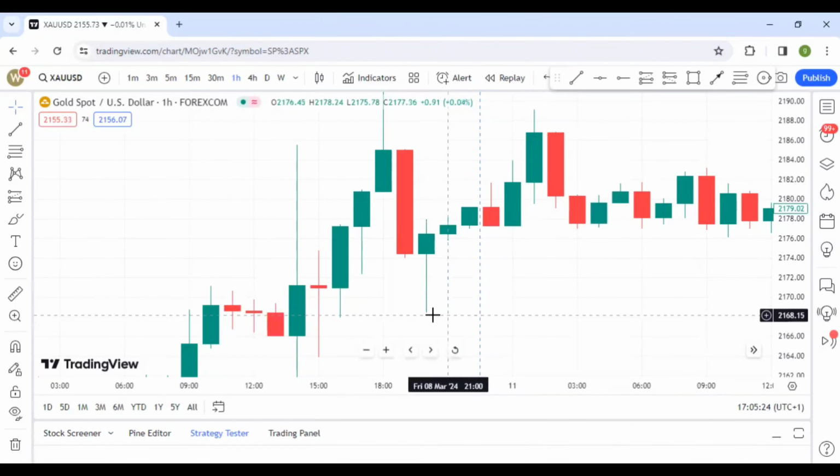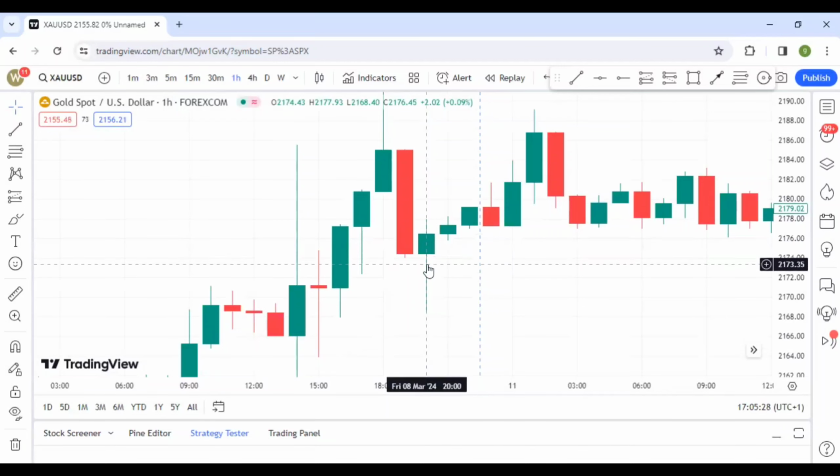That's the more reason why I use this particular one, because if you look at it very well, the lower wick, which is this one, should be at least two times longer than the body. That makes a good hammer. So what is the psychology behind it?